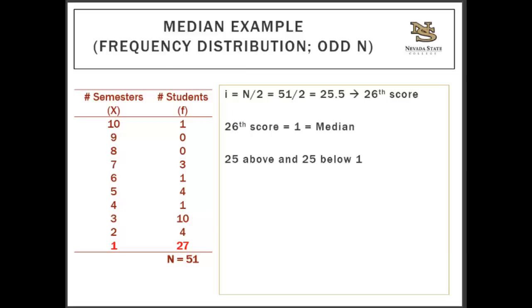So if I start at the top, the first score is a 10. The second, third, and fourth score are 7s. The 5th score is a 6. The 6th, 7th, 8th, and 9th score are 5s. The 10th score is a 4. Then all the way up to the 20th score is a 3. To the 24th score, that's a 2. And then all the way to the 51st. So the 24th through the 51st score are 1s, and that includes the 26th score.